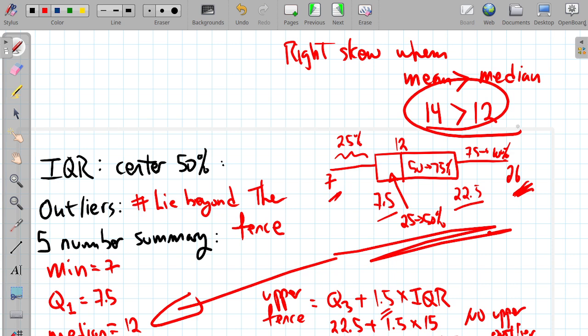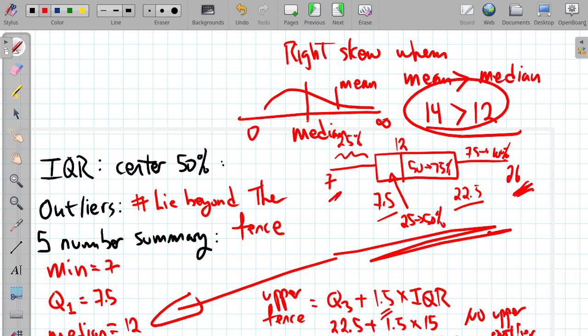If we were to try to draw it, we only have a few data points, so it wouldn't be much of a smooth curve, but it basically looks like that. Here's your median, and here's your mean, because this is 0 and this is infinity. There we go. I think we've talked about that enough. Let's move on.